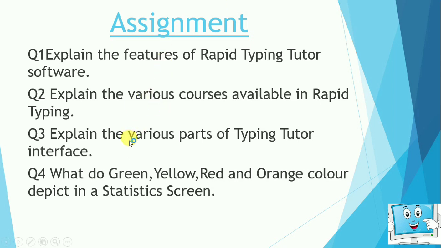The third question is, explain the various parts of the Typing Tutor interface. So we have learned the various parts, that is the title bar, text panel, that you have to explain. And the last question is, what do green, yellow, red and orange color depict in a statistic screen?